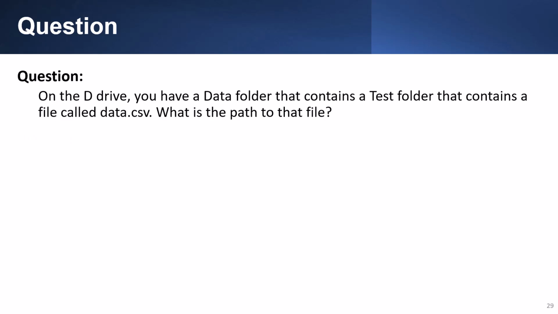Question: On the D drive, you have a data folder that contains a test folder that contains a file called data.csv. What is the path to that file? Answer: d:\data\test\data.csv.